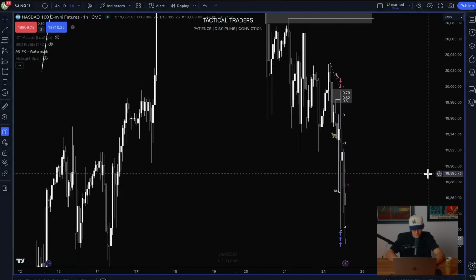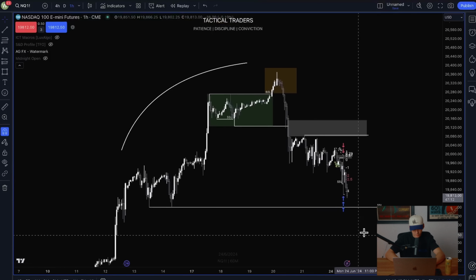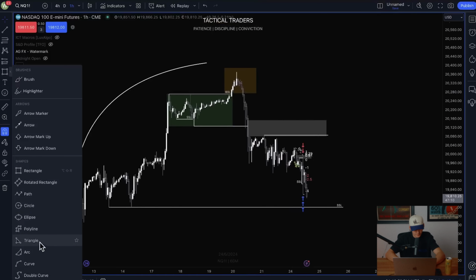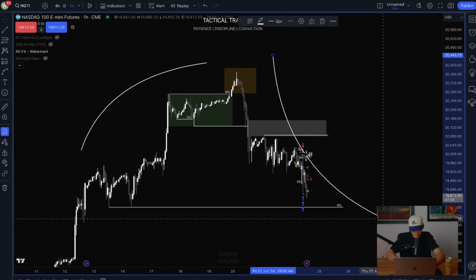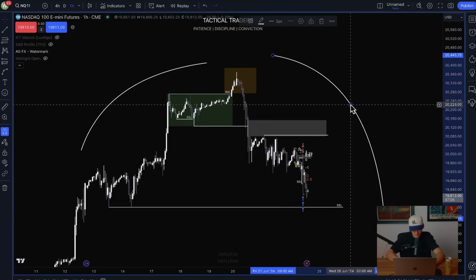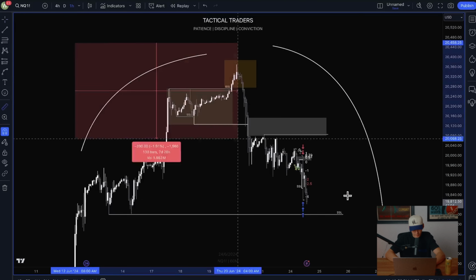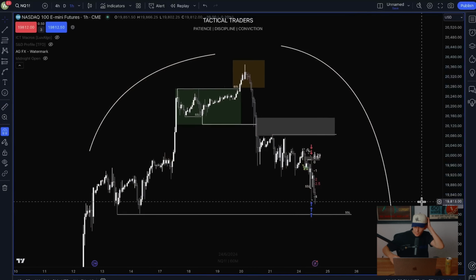If I zoom out, there's also a draw on liquidity lower, right? This is a model in its own right. We expect price to reach towards these equal lows. This is a complete model on its own. So when you start aligning price action in those areas, that's literally how you trade.